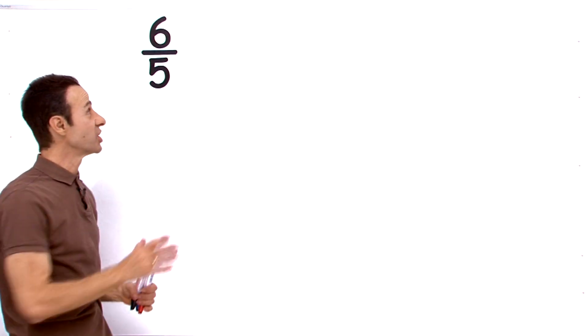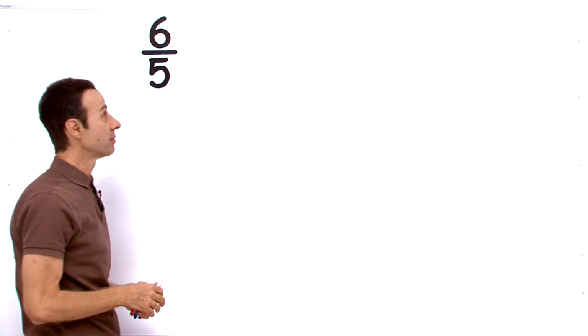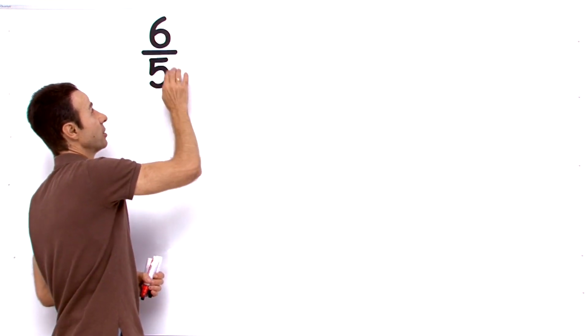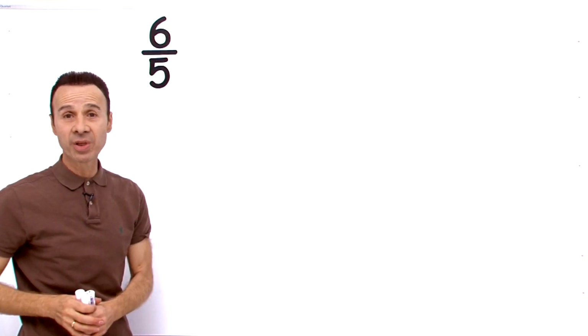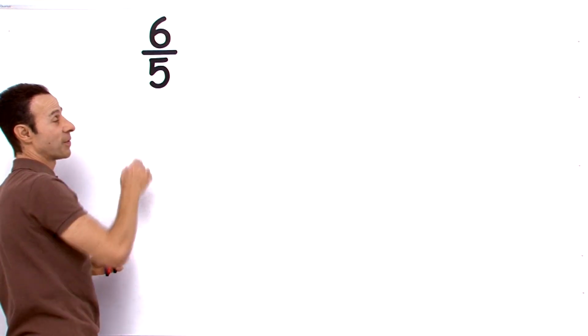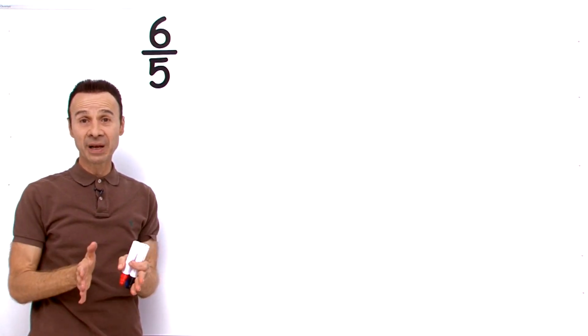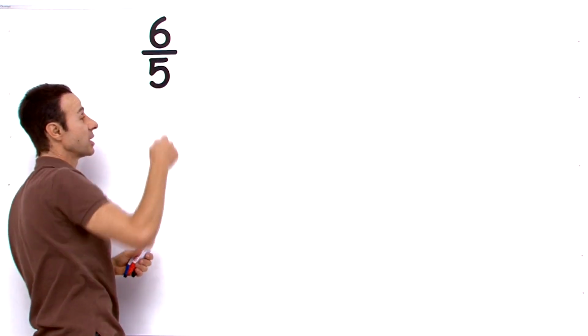Okay, let's change this fraction into a decimal. Now, in order for us to do that, we need to take this fraction and divide the bottom into the top. But first, I wonder whether you notice what type of fraction that is. It's an improper fraction. How do we know? Because the numerator is bigger than the denominator, because that's smaller. 6 is bigger than 5.